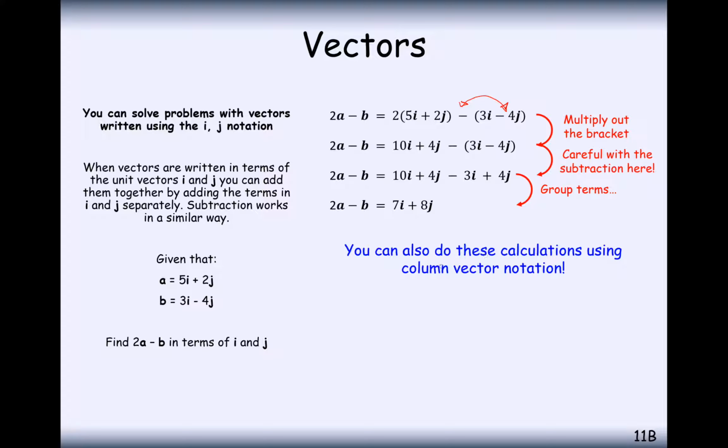Okay, so we can also do this with column notation as well. So for example, 2 brackets 5i plus 2j, take away this other vector here, can also be represented as a column. So 2 lots of (5, 2) minus (3, -4).